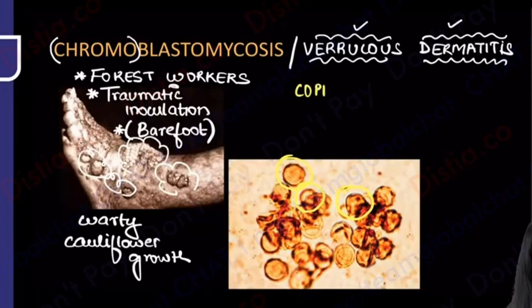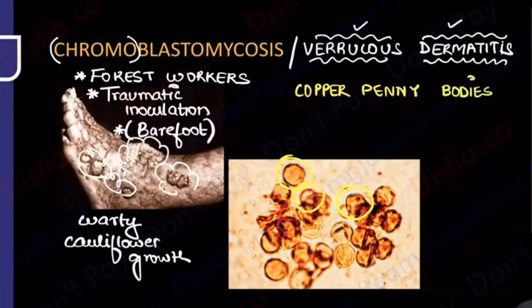We see the very famous copper penny bodies. The copper word is telling me that yes, there's a brownish color. That is why I called it chromo. So there is something called copper penny bodies, but I don't think the examiner is going to be that easy with you that he'll show you a copper color body and say, is this a copper penny body?